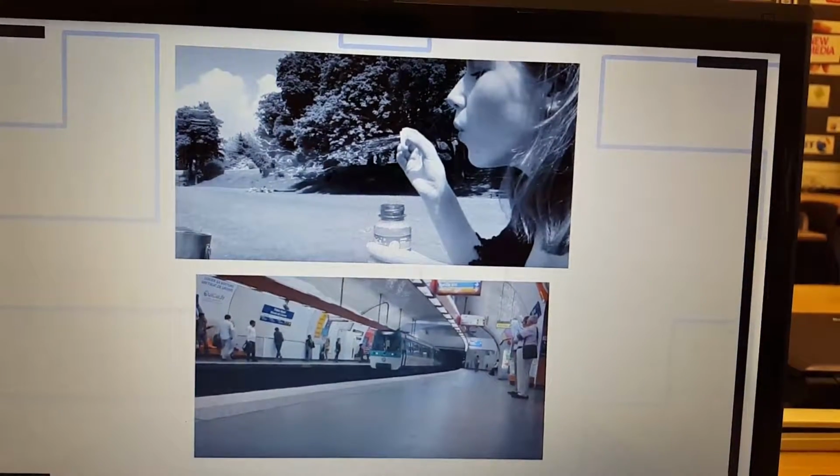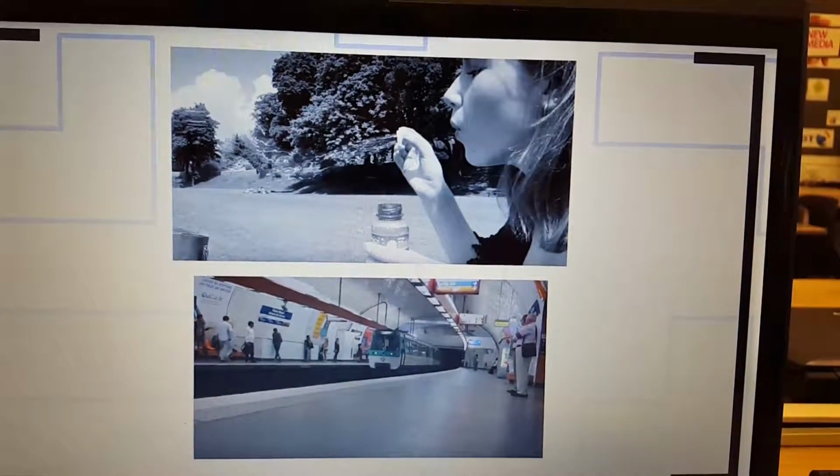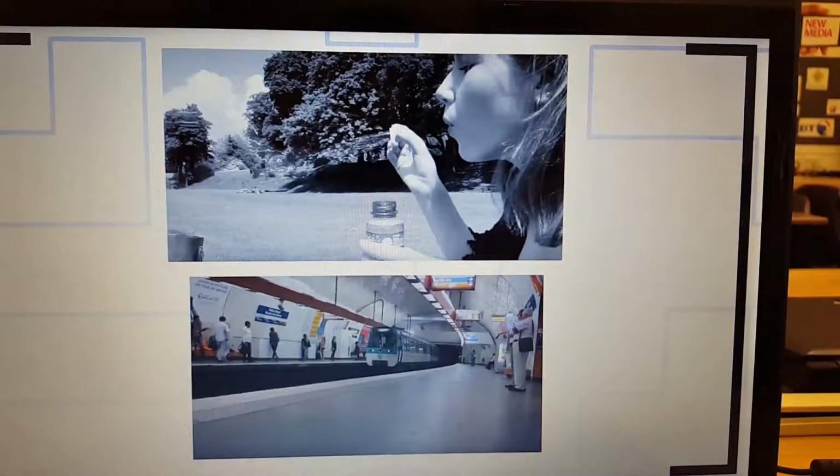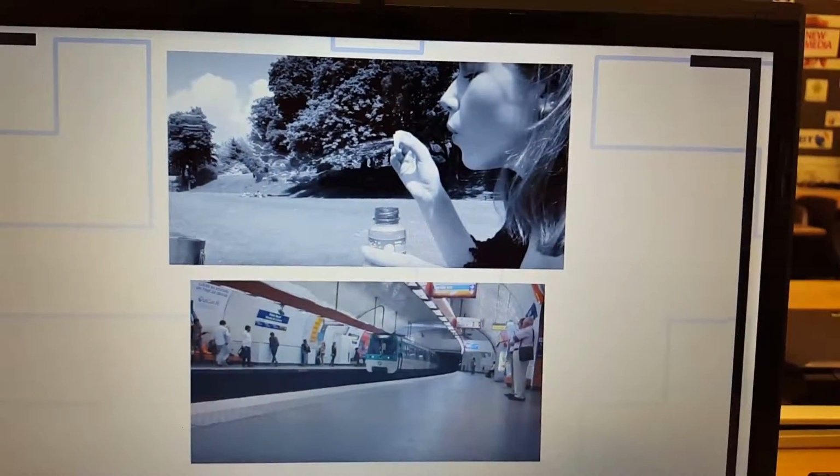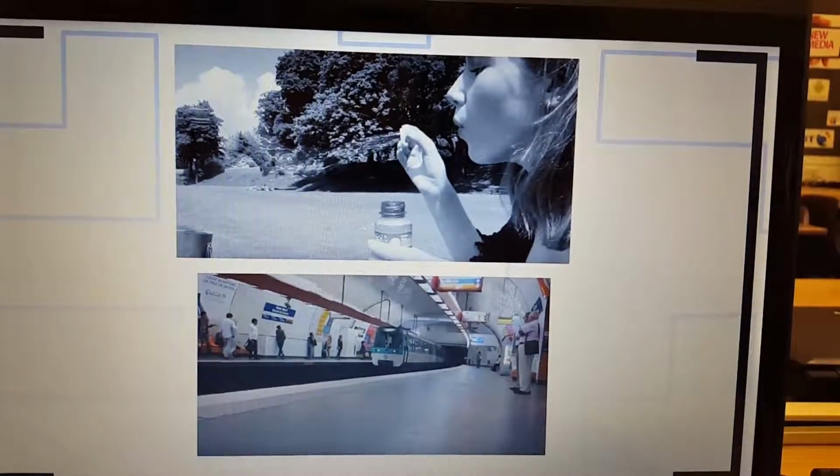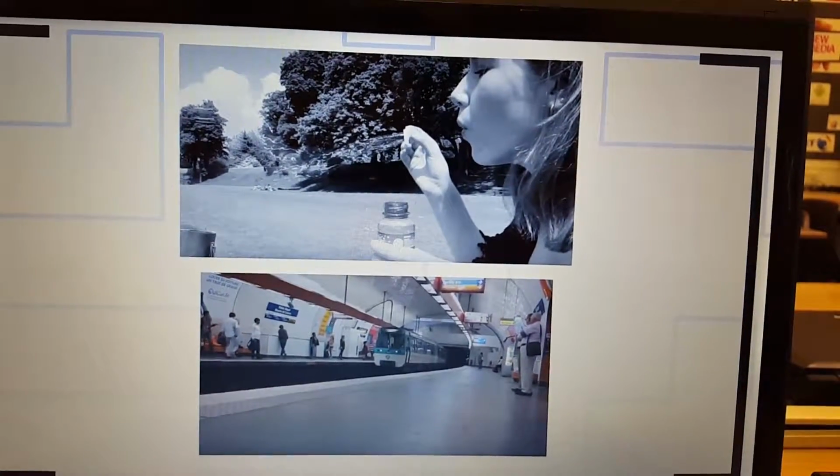Following the convention of an indie music video, I have done fast cuts because the song has a fast tempo. This also kept the audience paying attention and wondering what will happen next.